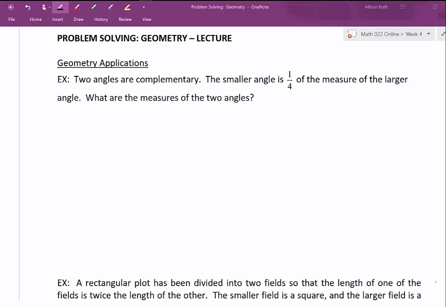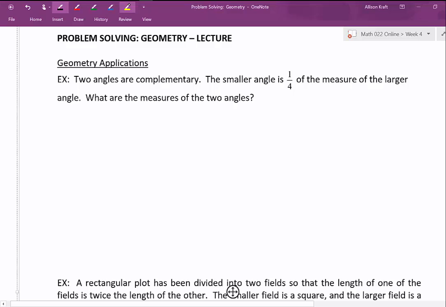In this lecture, we'll be doing problem solving involving geometry. Our first example, two angles are complementary. The smaller angle is 1/4 of the measure of the larger angle. What are the measures of the two angles?